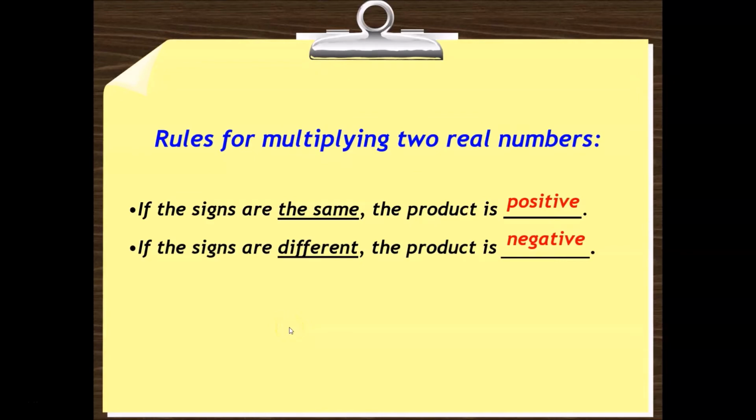Let's move on. Remember the rules for multiplying two real numbers. If the signs are the same, then the product is positive. If the signs are different, then the product is negative. Again, if the signs are the same, the product is positive. If the signs are different, then the product is negative.